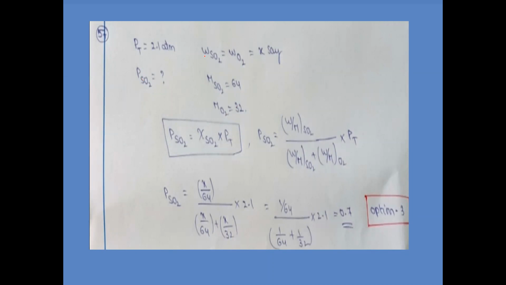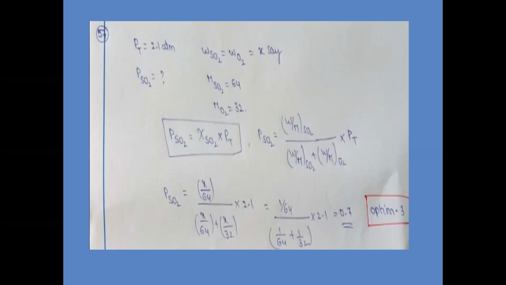Now what is the already given condition? Weight of SO2 is equal to weight of O2. Let it be X grams. Gram molecular mass of SO2 is 64 grams per mole, and gram molecular weight of oxygen is 32 grams per mole. Partial pressure formula is mole fraction into total pressure. So how to get the mole fraction of SO2? Number of moles of SO2 by total number of moles.